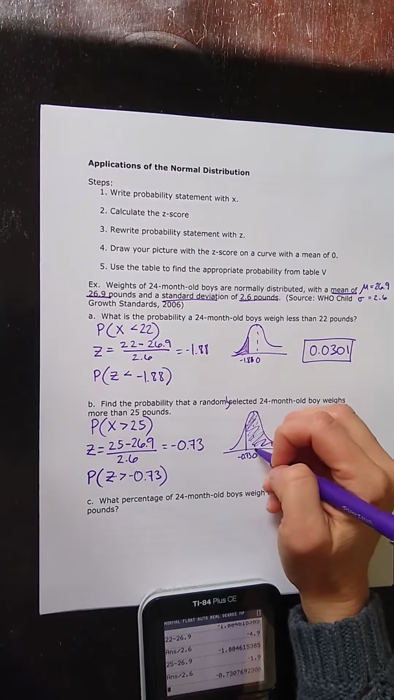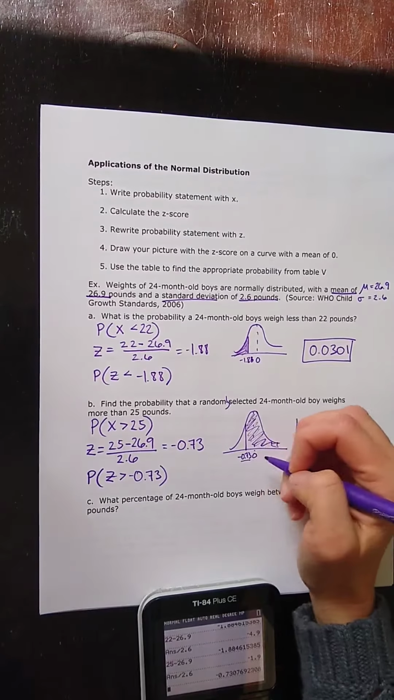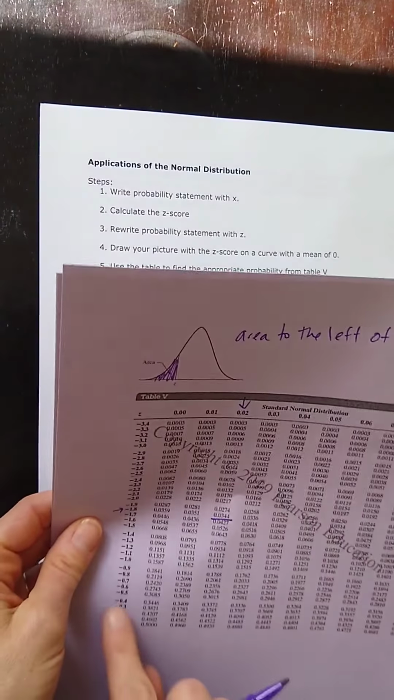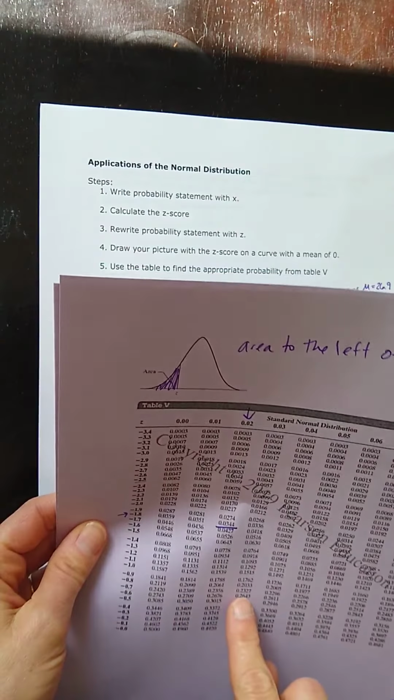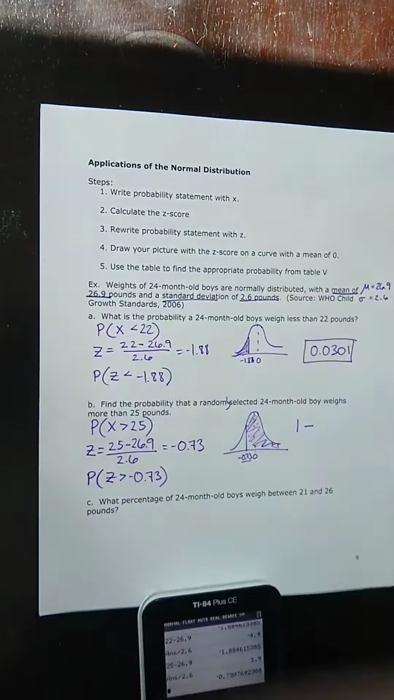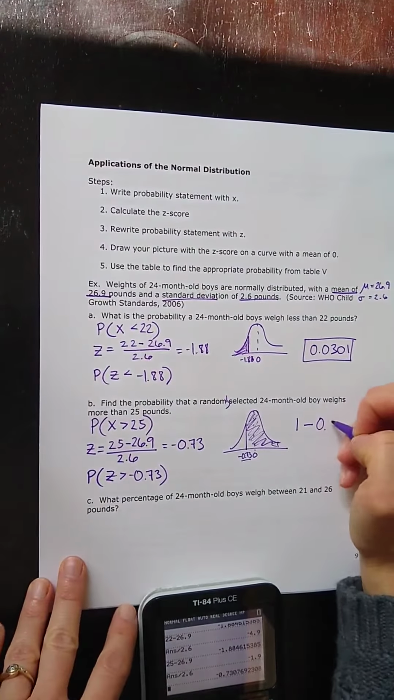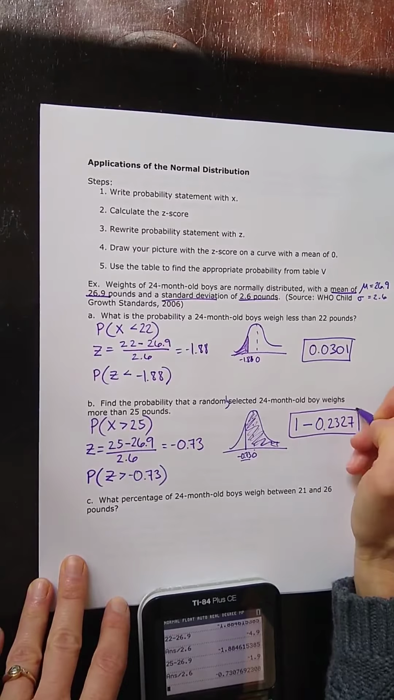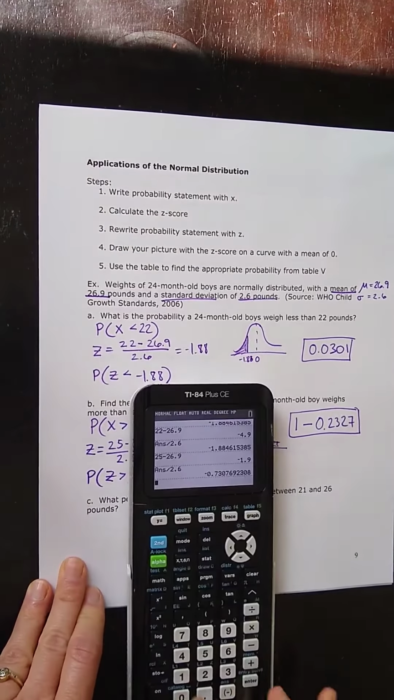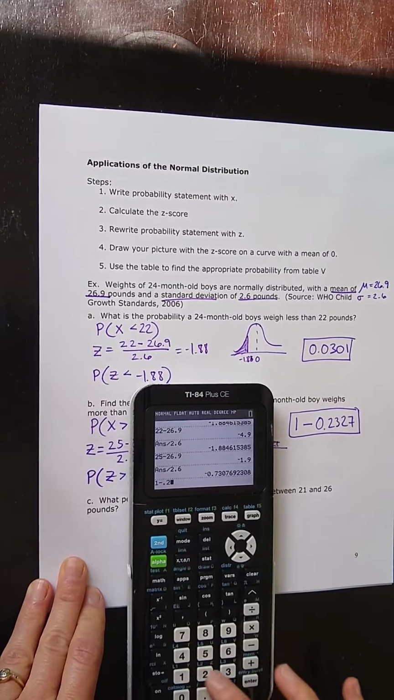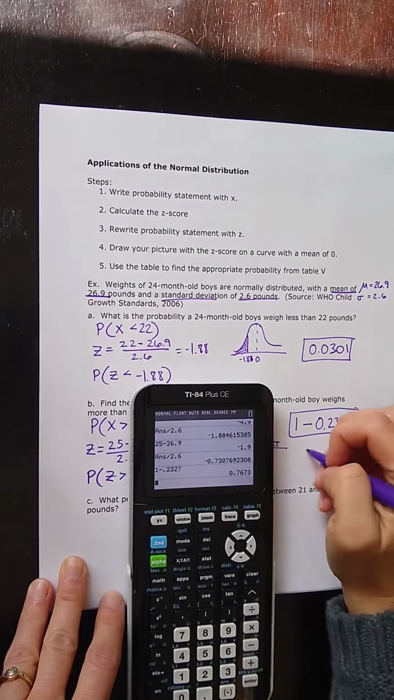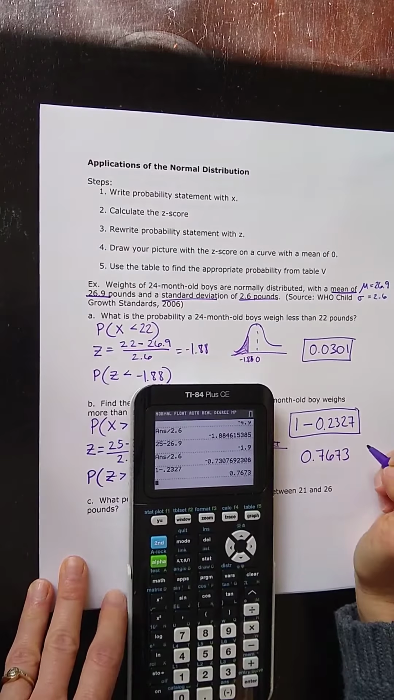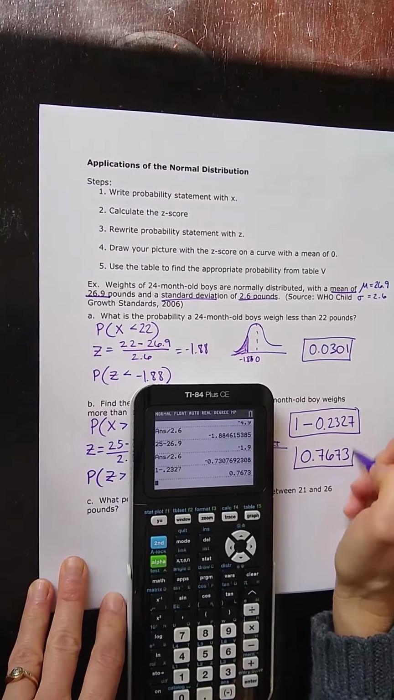Oh, sorry, that's the 0 from the middle. And that's negative 0.73. So I am looking on my negative side. Negative 0.73 is 0.2327. Oh, I don't really want to box that in, do I? 1 minus 0.2327 is 0.7673. That's what I wanted to box in.